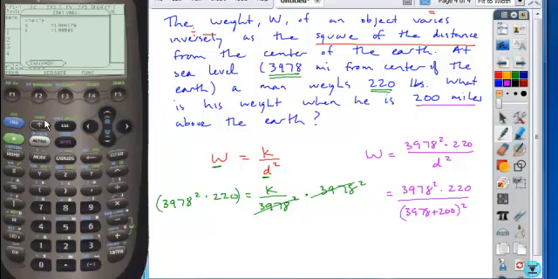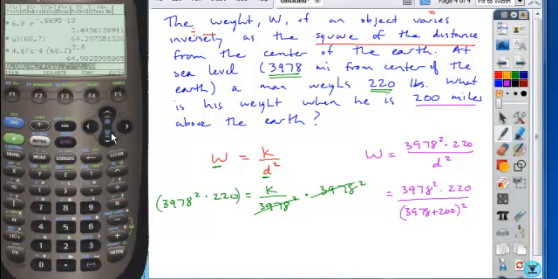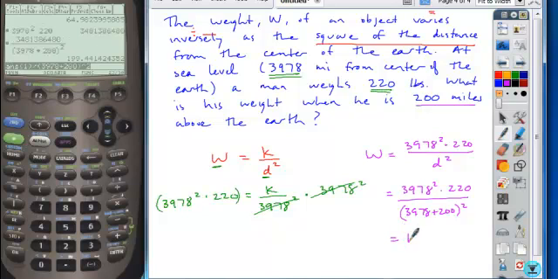So here's my calculation. I'll go ahead and enter that. Okay, so if I take 3978 squared times 220, and I'm going to divide that by the entire quantity, 3978 plus 200 squared. I'm going to put it in decimal form, so I'm going to hit the green diamond, and I get 199.44. Hey, would it make sense that this person would be lighter in space than on the Earth? Yeah.